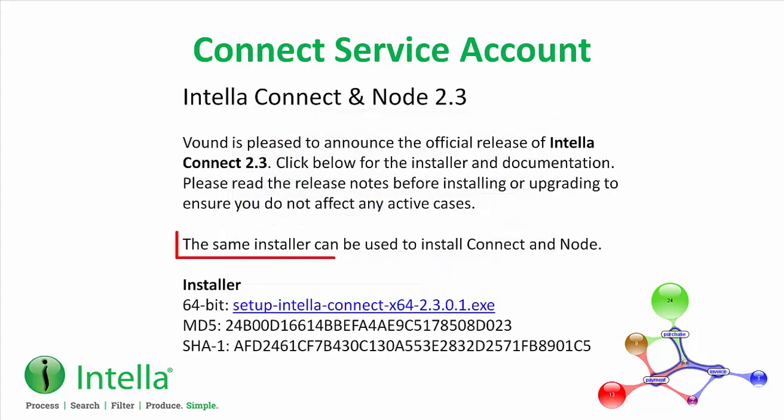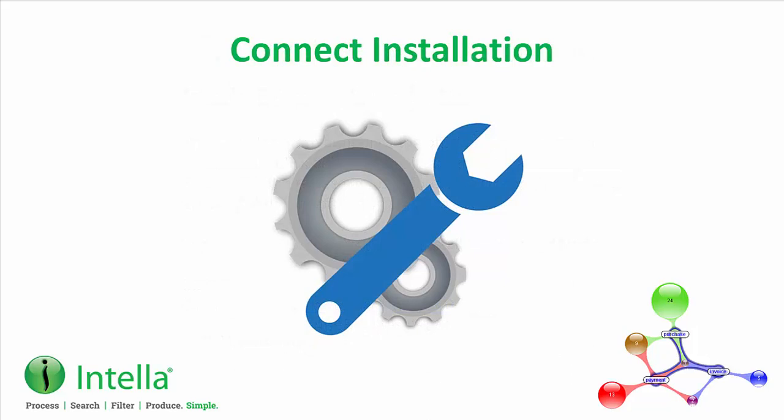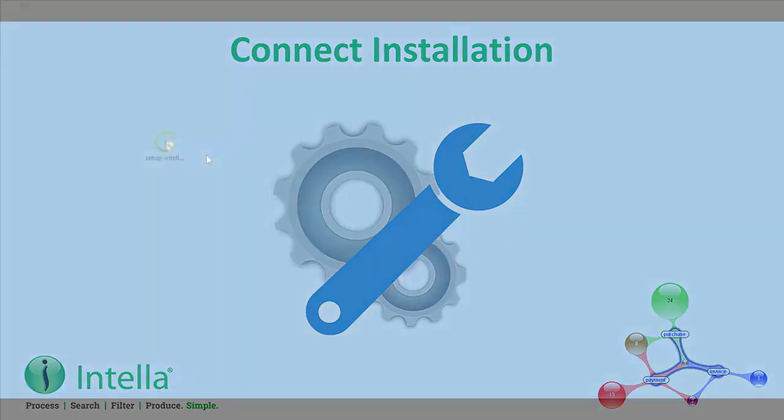The installer file and installation steps for Connect and Node are very much the same. The only difference is that you will install each product to a different system and you'll choose which products to install. In this video, we will install Connect as a service, but I'll point out the other options as we go through the installation process. Once you have downloaded the installer, on the Connect server, double-click the executable file to start the installation process.